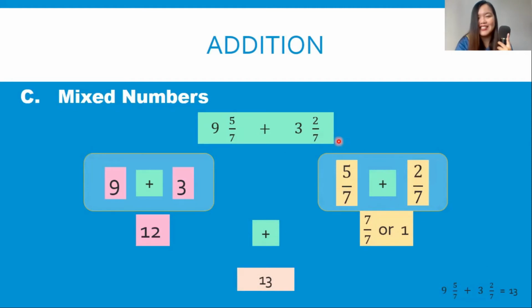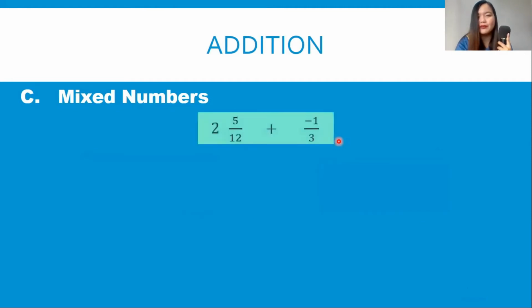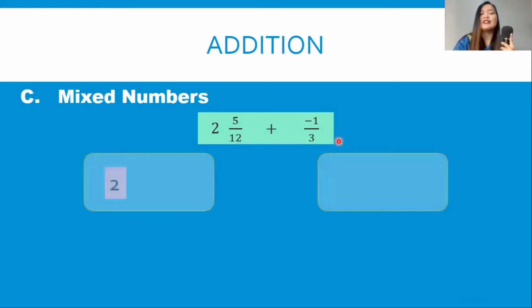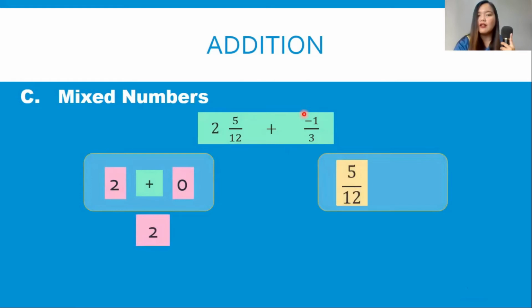Okay, so let's have another example. This time, we have a negative. What if it looks like this? Again, separate the whole number and the fraction. So 2 plus 0. I put 0 because there is no whole number here, it's just a fraction. So 2 plus 0 is 2. And then 5 over 12 plus negative 1/3.